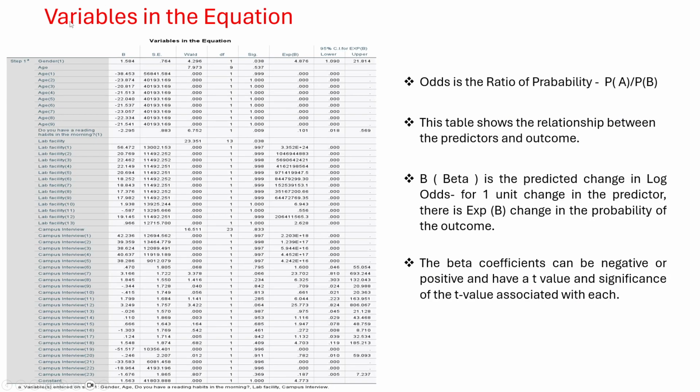The variables in the equation. Odds is the ratio of probability A divided by probability B. This table shows the relationship between the predictors and the outcome. Beta is the predicted change in log odds for a one unit change in the predictor.